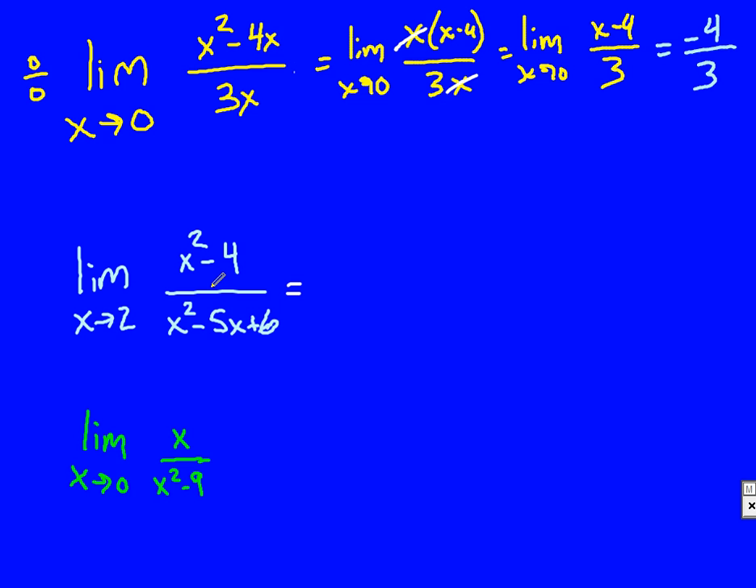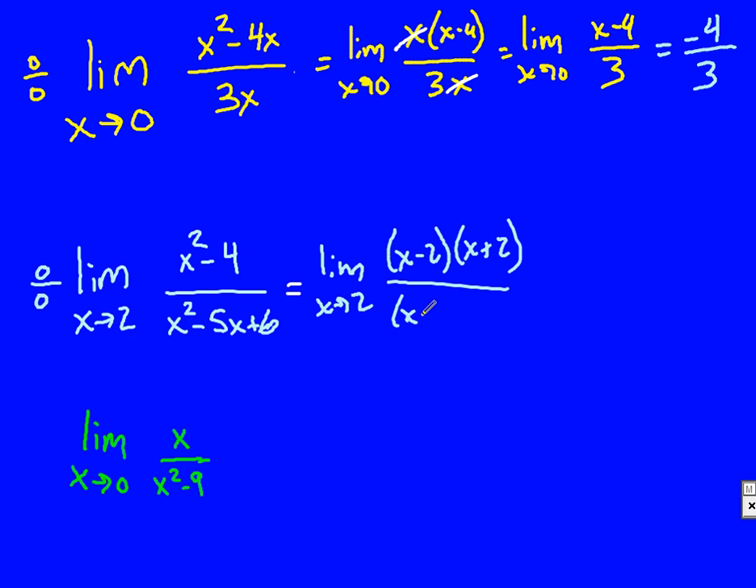And this one here, same thing. Plug in 2 first. I get 0 up top. When I plug it in down here in the bottom, I'll get 0 again, so I do need to factor. So I'm going to take the limit. I'm going to factor the top to get x minus 2 and x plus 2. And on the bottom, I'm going to have x minus 2, x minus 3. So again, we have something that cancels out.